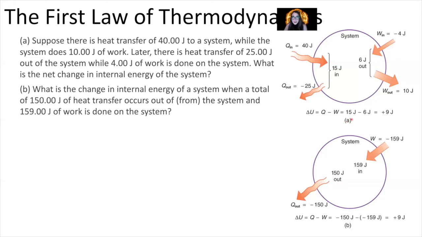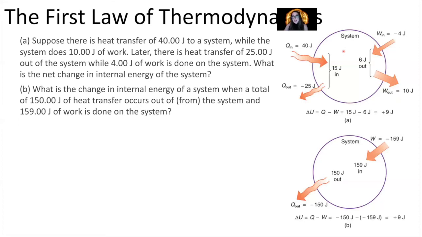So Q, net heat transferred into the system, is 15. Now, we've got to have Q minus W. W, we quantified earlier. W is the net work done by the system. That work done by the system is going to be the work that the system does, the output work, minus the work done on the system, which is the input work. Okay, so this W here is the output work minus the input work.